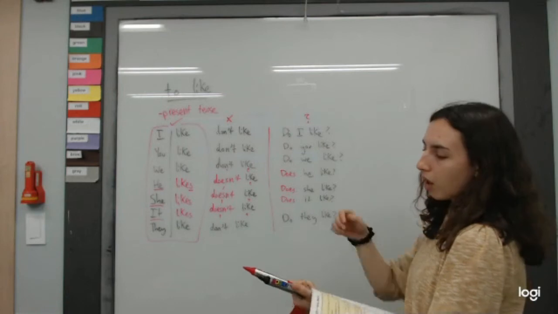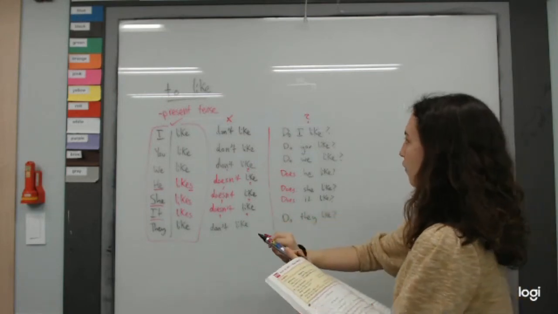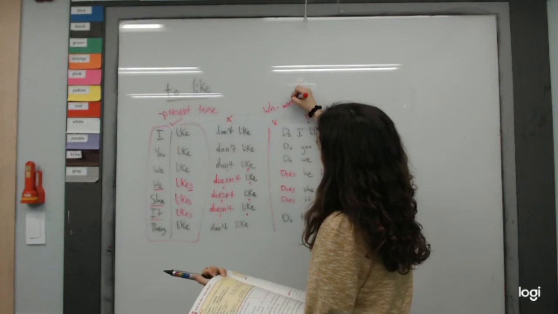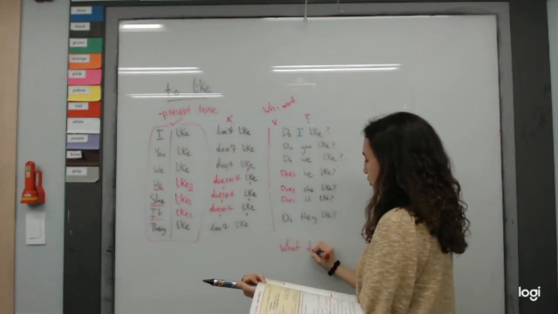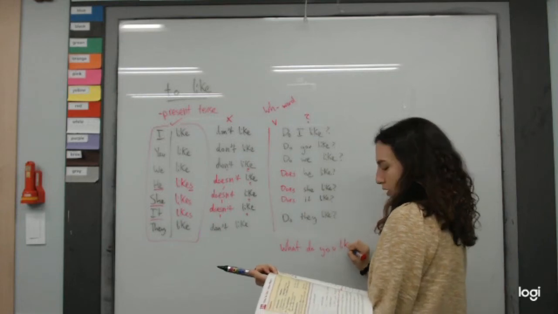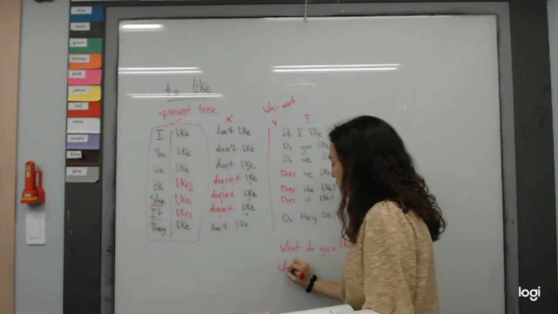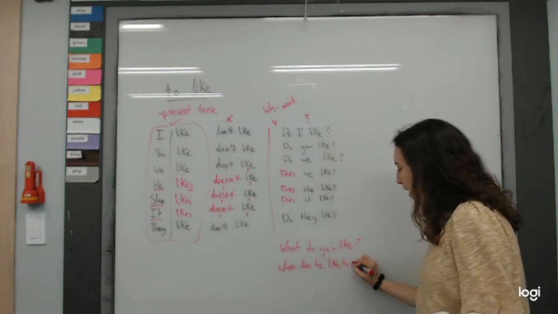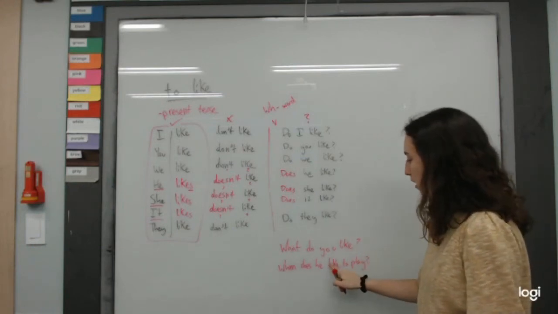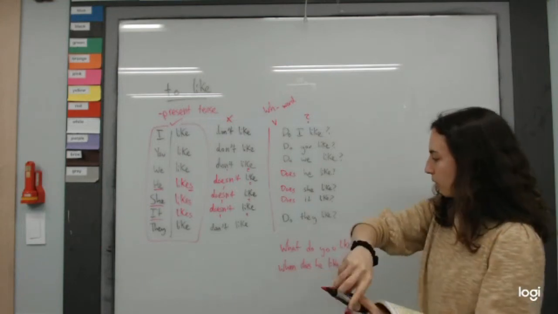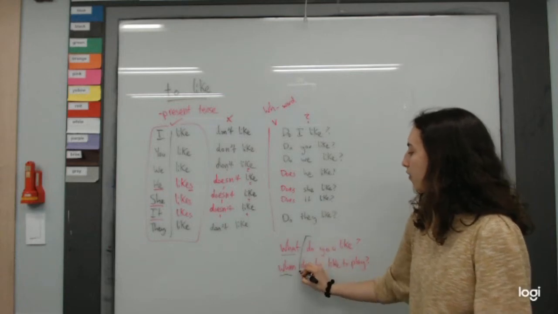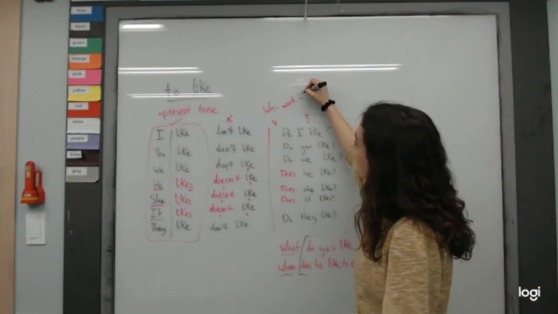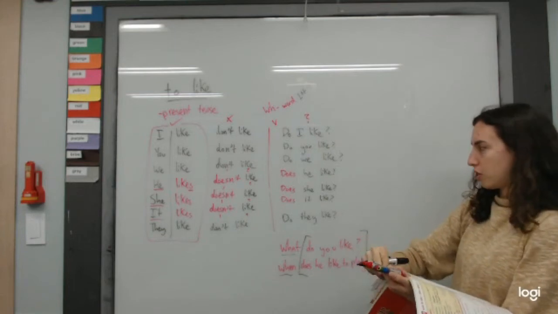So, we can also use this verb with WH questions. If we want a WH question, we have to put the WH word first. So we can say, what do you like? Or, what time does he like to play? We put the WH question word first, and then we have the same normal question after. So WH question word is first, and then we have the do or does question. Okay.